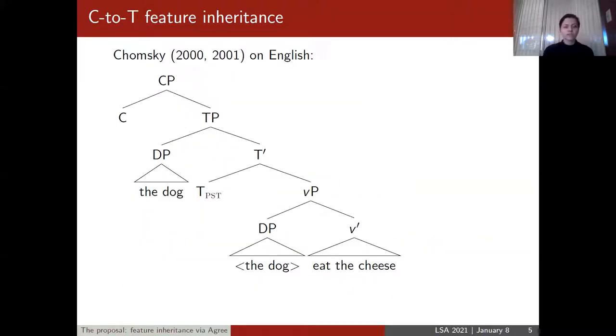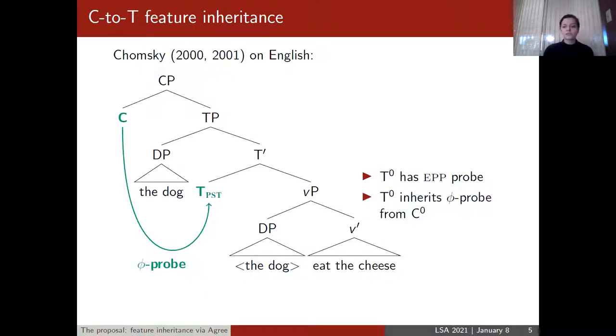Very schematically speaking, what is feature inheritance in previous literature? Well, the most broadly known is C to T feature inheritance. The idea is that T comes in with an EPP probe. So in a sentence like the dog ate the cheese, T is driving the movement of the subject to Spec TP, but T doesn't have a phi probe by itself. It actually inherits it from C. Once it inherits this phi probe from C, it can then agree with the subject.